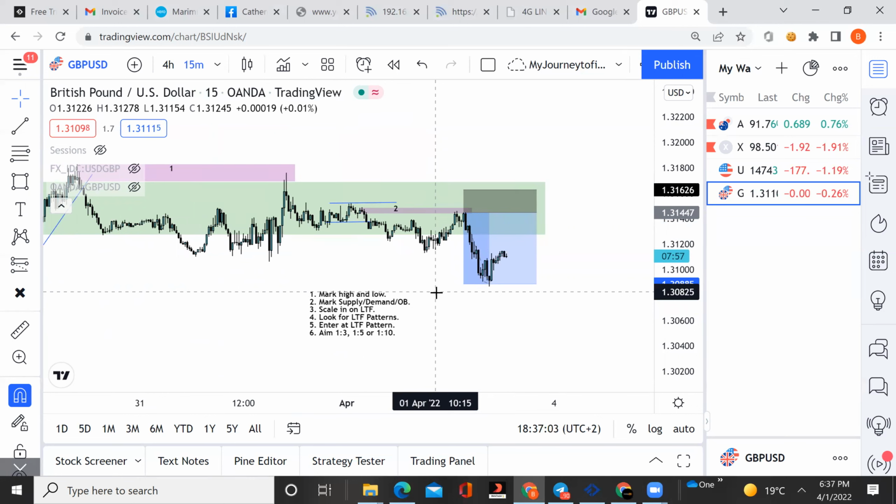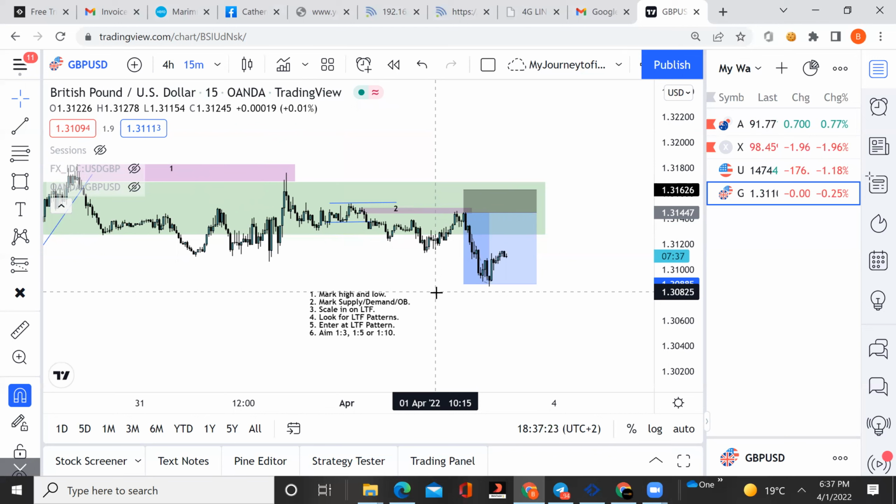So in order to end this video off, all you want to do is mark your high and your low. Then you want to look for the break of structure. If price breaks to the downside, look for sell. If price breaks to the upside, look for buy. Then you take the 4-hour order block, or whatever high time frame order block it is, and you scale in. Always want to remember it like this.